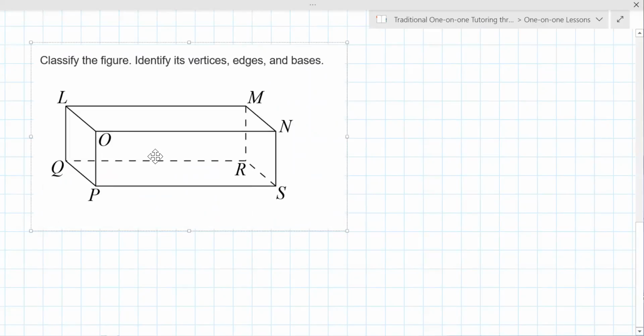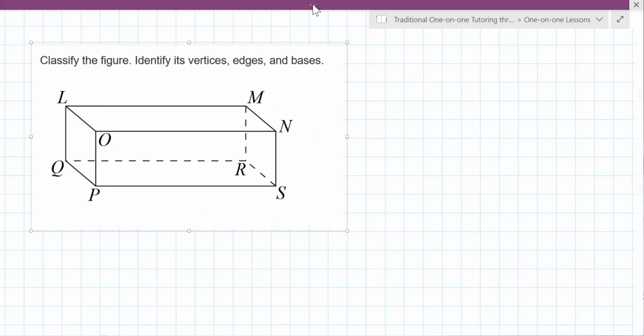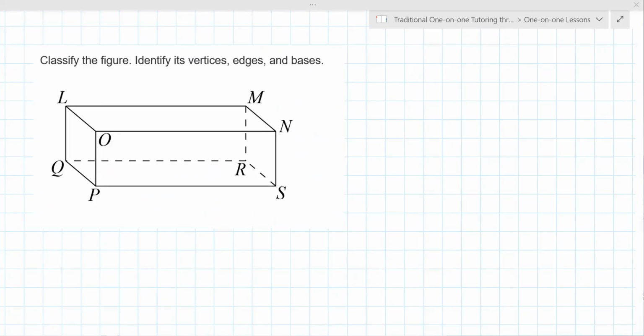But this is the stick of butter I was mentioning, and it is a rectangular prism. You probably know that, or could see that. The vertices are all the points here. These are all the vertices. Vertices are like the sharp corners, if you want to think of them that way. Okay, Q, R, S, yeah.